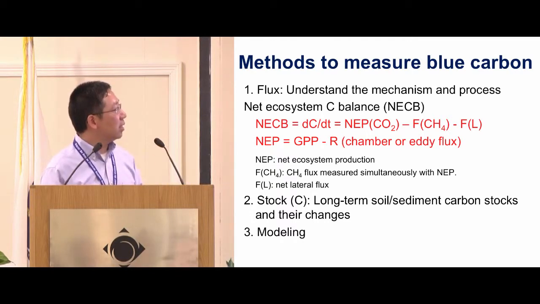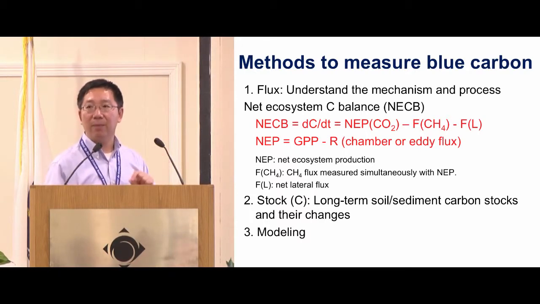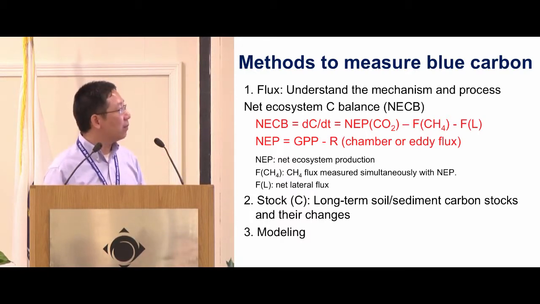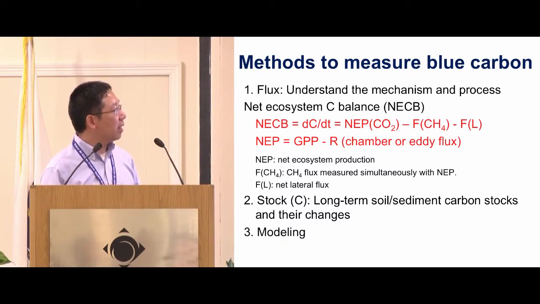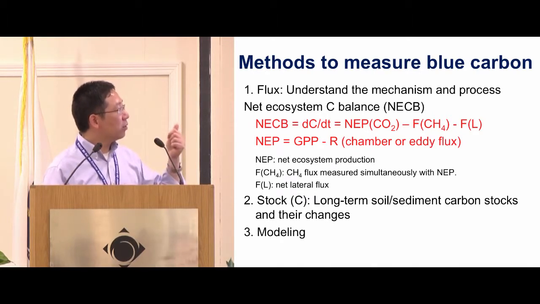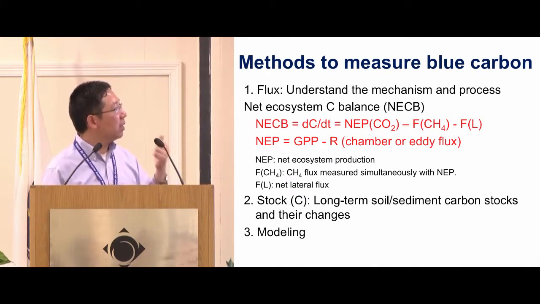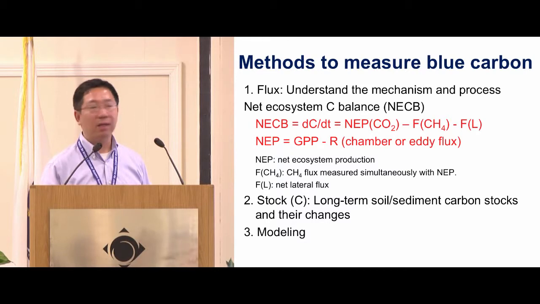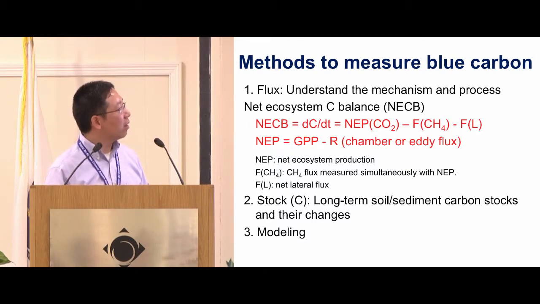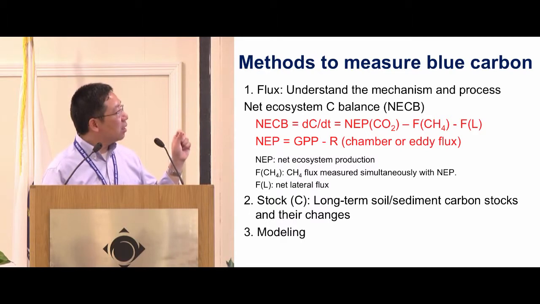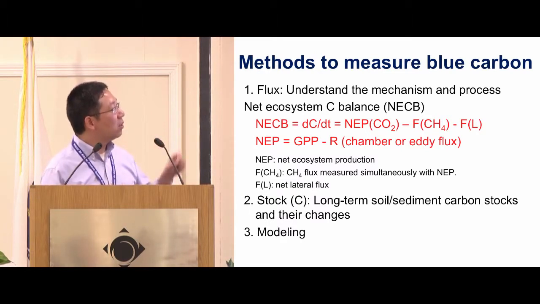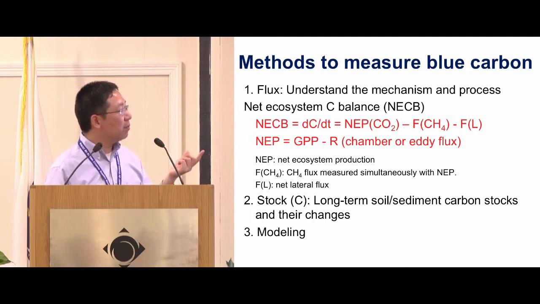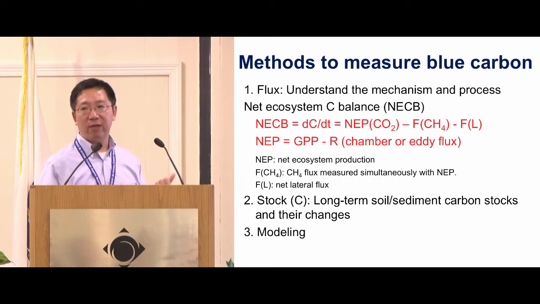So we are using the NECB term, which I mentioned is dC/dt, the change of the carbon pool over time, where dt is time. We can also measure it through NEP, the net ecosystem production, which indicates the net result of GPP and R, along with the change of the methane flux, and also the net flux with FL. For the NEP measurement, which I will focus on, we rely on either chamber measurement or what we call eddy flux measurement.